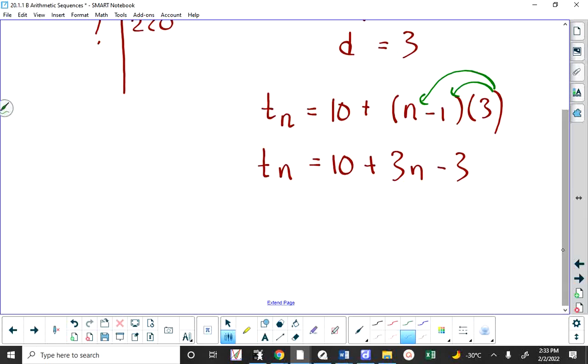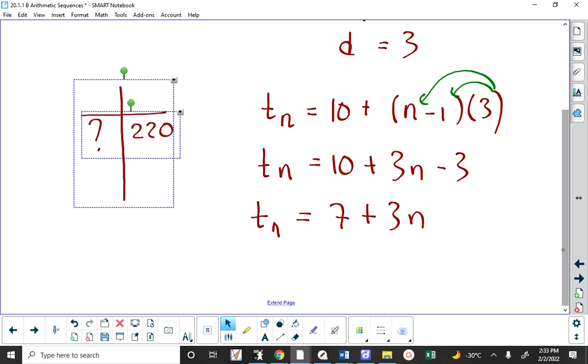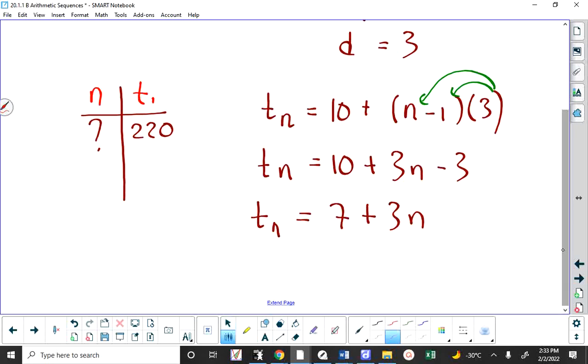What this gives me is Tn equals 7 plus 3n. 10 minus 3 is 7. So if I want to find the value of n, which is the term number, that gives 220, which is the term value, then I can put 220 in for Tn and solve for n. I think this little table, this chart, is kind of important. This becomes 220 equals 7 plus 3n.